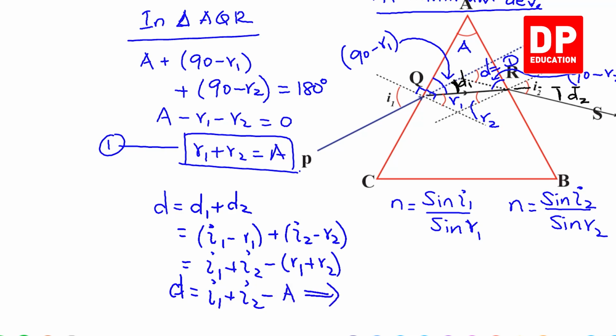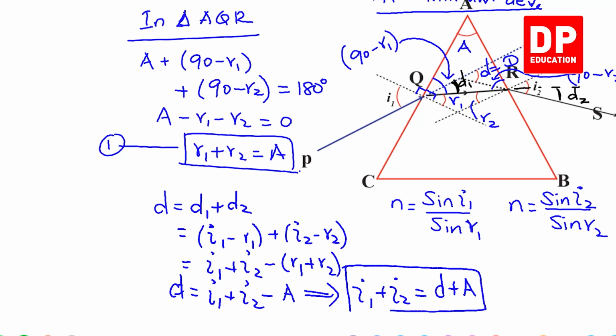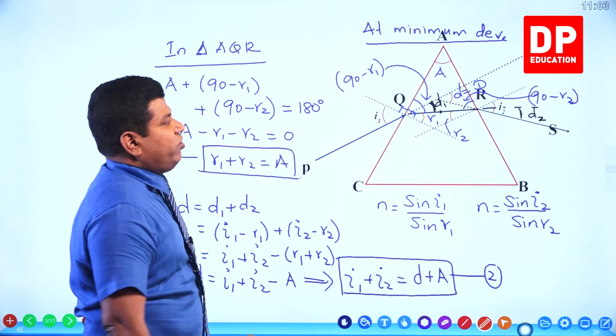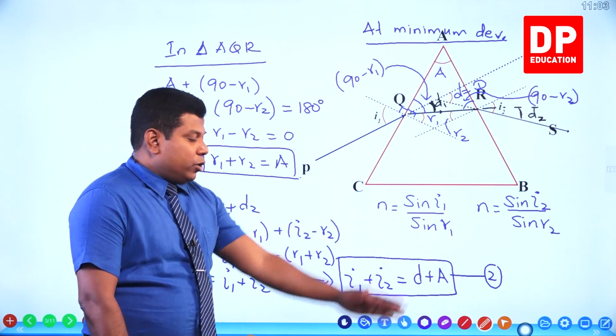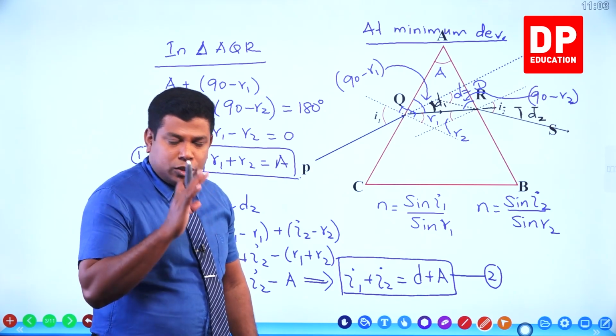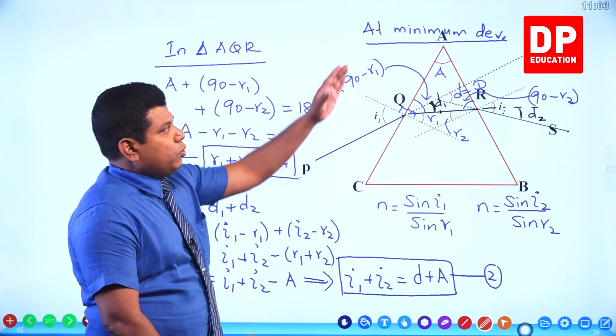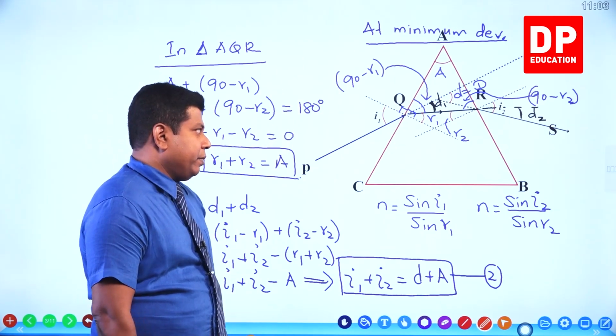From this I can say I1 plus I2 equals, bring this A to the other side, D plus A. I am getting the second equation. Listen carefully, R1 plus R2 will be equal to A. I1 plus I2 will be equal to D plus A. Understood? Now we will come to the minimum deviation point.